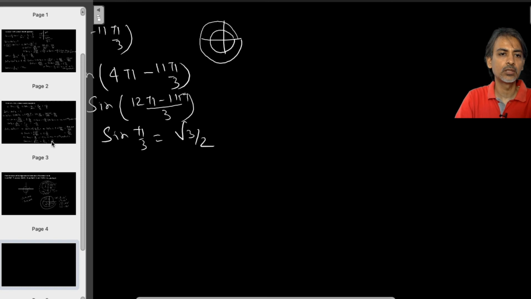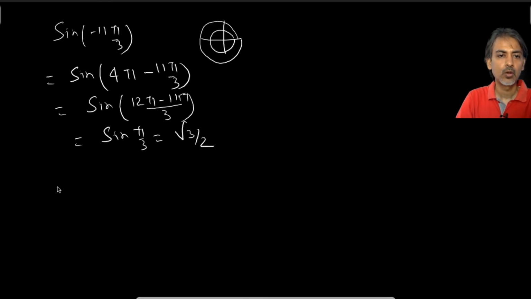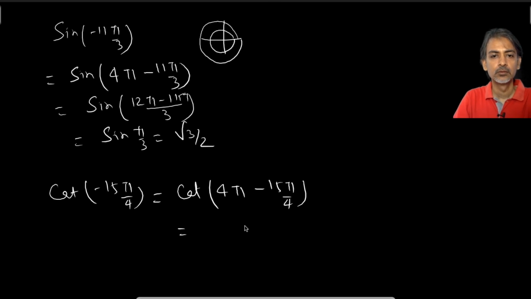Now coming to the last problem. My last problem is cot of minus 15 pi by 4. Cot of minus 15 pi by 4 would be what? Again, I'll have to add 4 pi over here. 4 pi minus 15 pi by 4, which is nothing but cot of pi by 4, which is nothing but 1, right?